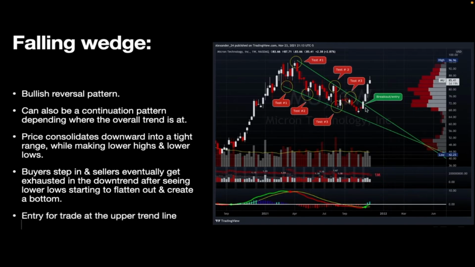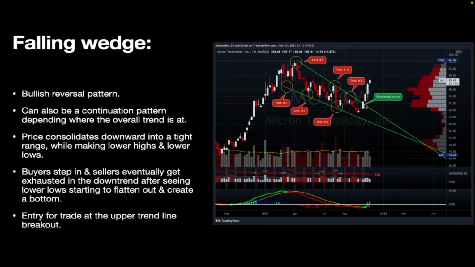Your entry for this trade is right at the upper trend line breakout. So just as easy as that, but just like you saw in our downtrend failed breakout example, you'd still want to have a stop loss. Maybe you'd have it right here at your pivot low, or maybe under, somewhere nearby. It really just depends on your risk tolerance.